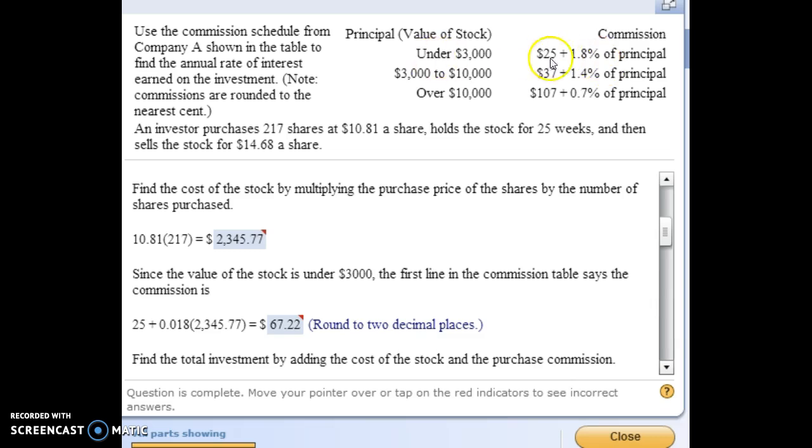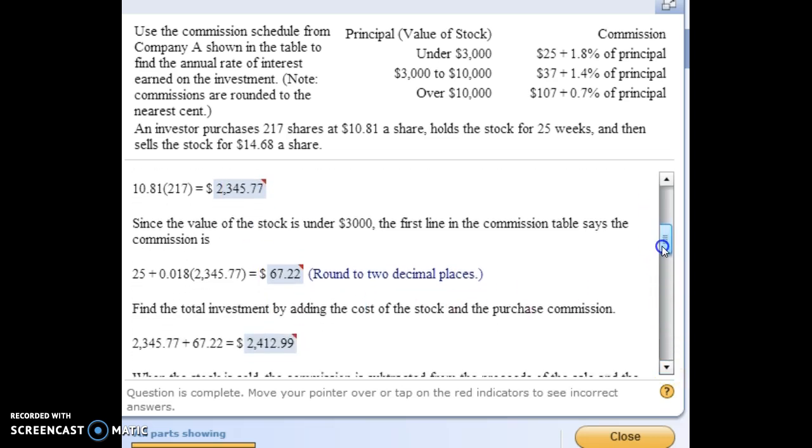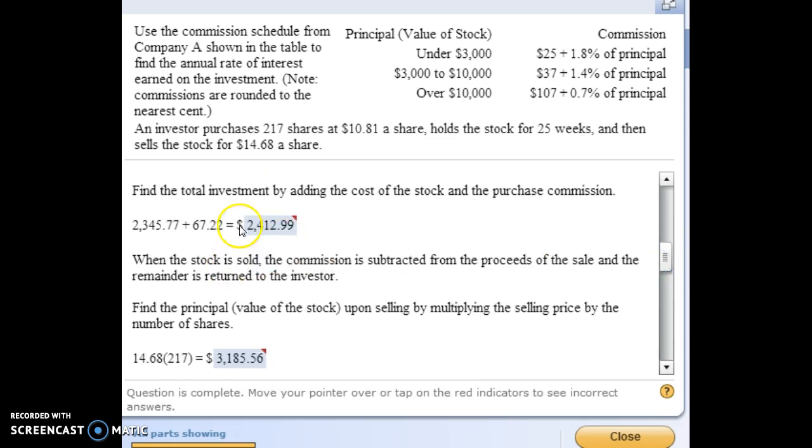And since you're under $3,000, you pay $25 plus 1.8% of what's invested. So multiply your invested amount times 0.018 for 1.8%. Add $25 to that, the flat fee, and you'll get this much extra money that you have to pay right away. So actually add those two values together. So you're buying the stock and you're paying the commission. So here's your total investment. So you pay that commission on the purchase, and you have some stocks that you've purchased as well.